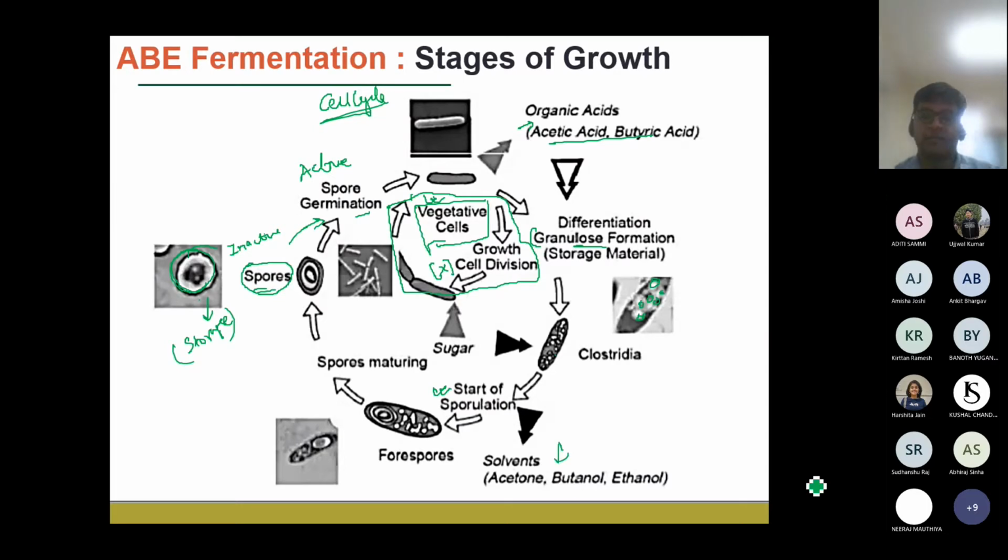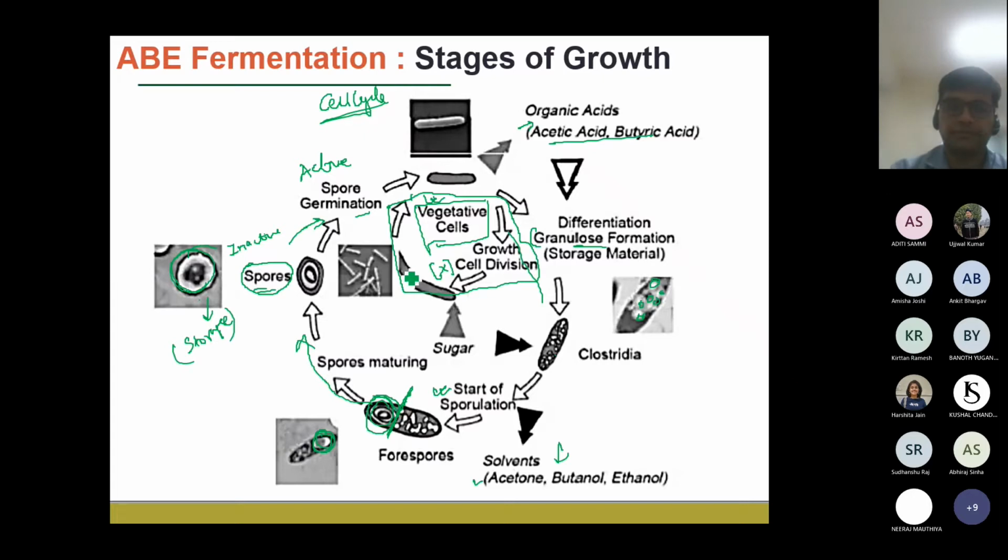Okay, and after the production of the solvents, the spores further assemble inside the cell, and you can see here there is one spore inside a single cell, and this spore is released outside. So from a single cell, one spore is developed, and this spore will grow to form the vegetative cells again, and in this way it will reproduce and increase the cell biomass concentration.